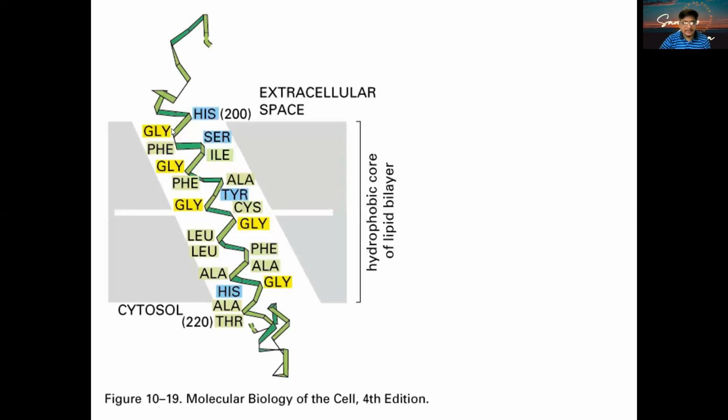You can see over here the residues, which are highly hydrophobic. So this is the alpha helical structure, which allows them to pass from one part of the membrane to the other. This spans the membrane from the extracellular region to the cytosolic region.